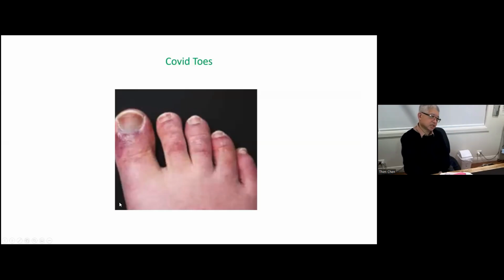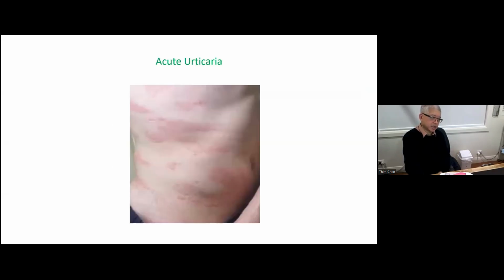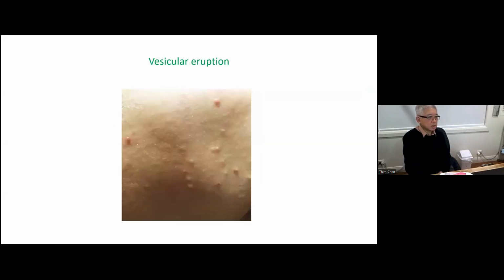COVID. So these are the things that you see. So this is COVID toes. So these are the ones that are mild lesions. And urticaria, it's just like an acute urticaria. And vesicular eruption. So these are all the mild ones.